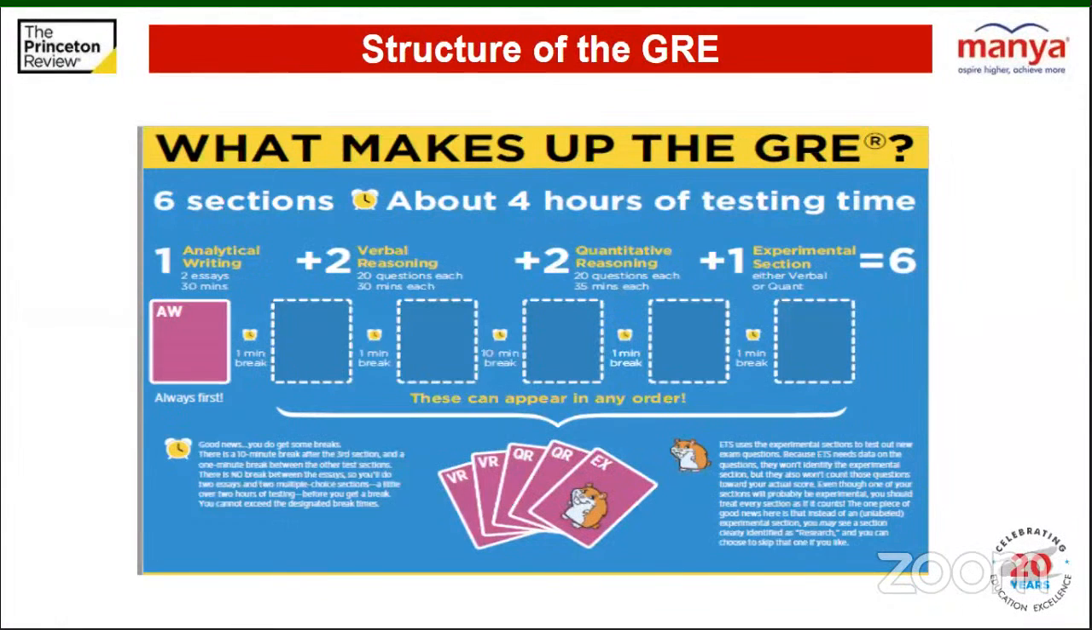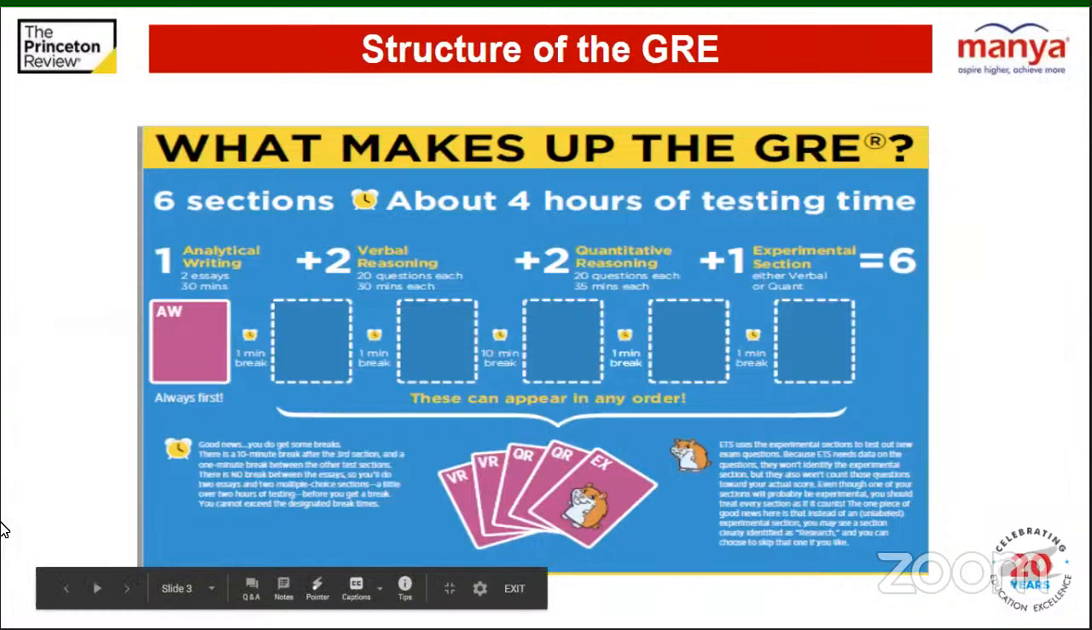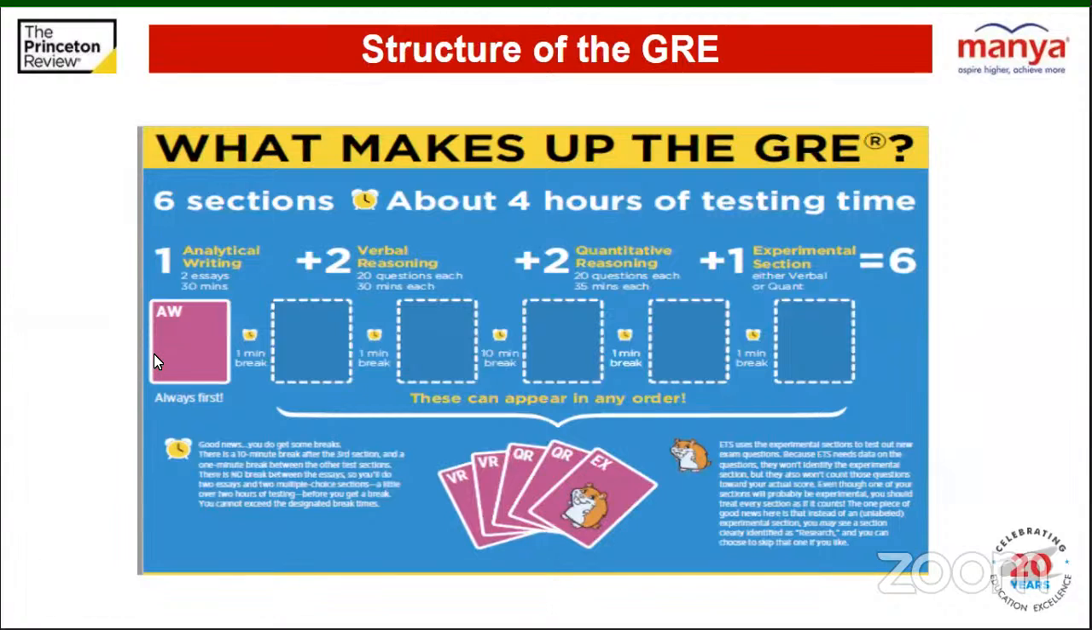GRE is a six sections, 4 hours online test, right? So sounds a bit scary, 4 hours online. The test always starts with the analytical writing section. Here, you have to write two essays, an issue essay and an argument essay. Each has a time limit of 30 minutes. And at the end of this section, you have a minute's break, and then it moves to the other sections.